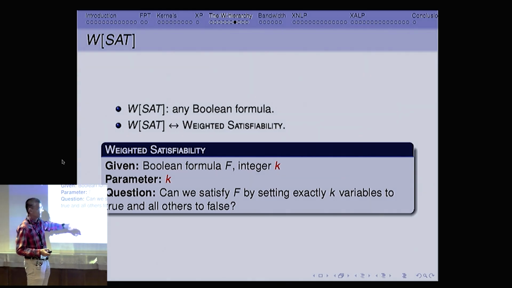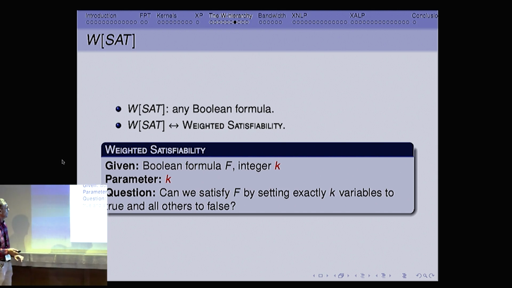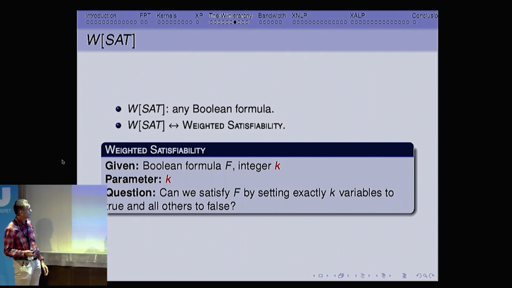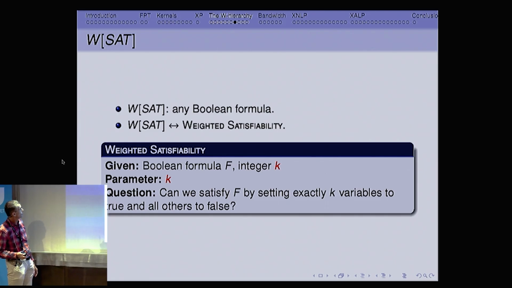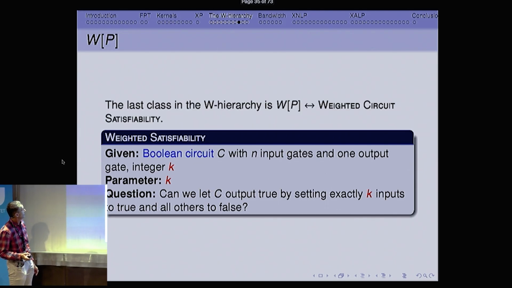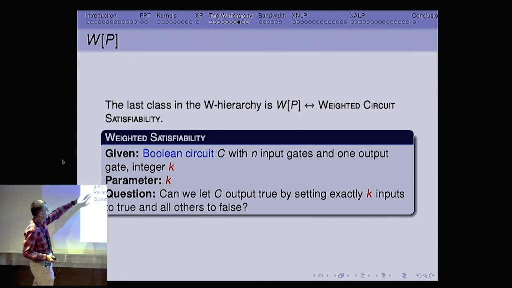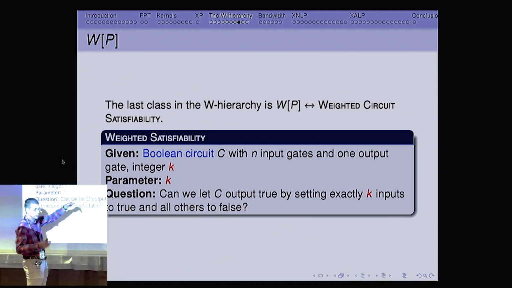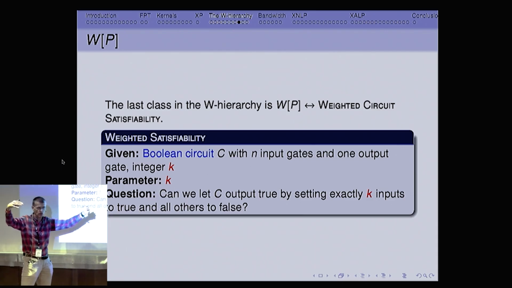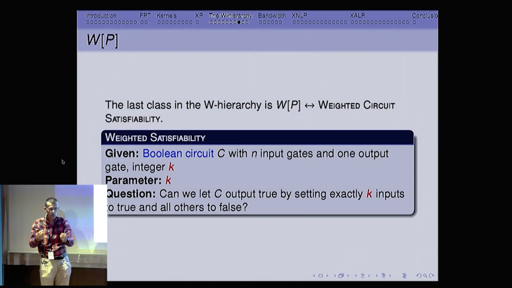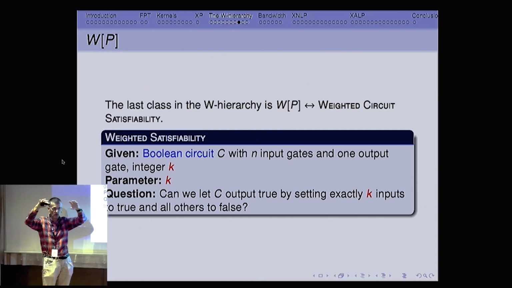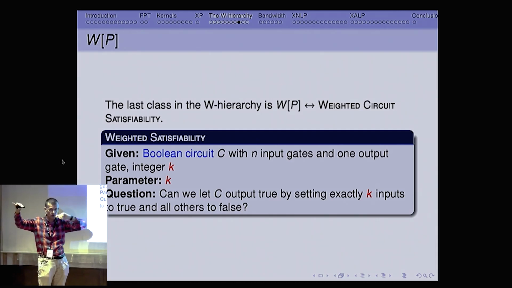And then you have WSAT, where I now have just a Boolean formula without any restrictions. Again, make it true by setting exactly k variables to true. And then the last one in the W hierarchy is WP. And here I don't have a formula anymore, but I have a Boolean circuit. And I want to know, can I output true by setting precisely k of the input gates to true. And this is the way you can then define WP.